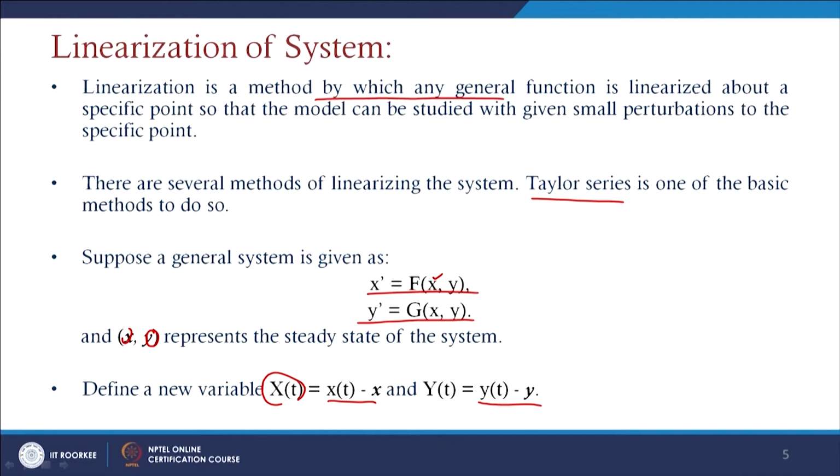any general function is linearized about a specific point. Since our specific point is x y here, the model can be studied with a small perturbation to that point. So x of t can be written as capital X of t plus x, a small perturbation added to this point. Similarly, y of t is written as capital Y of t plus y. That is the small perturbation added to the solution to get a linearized form.